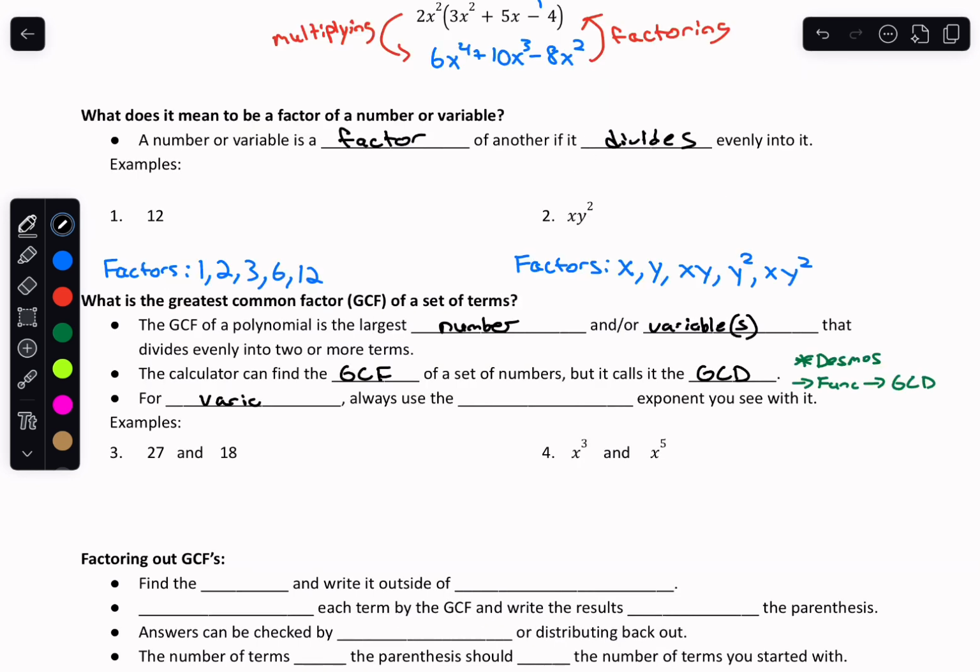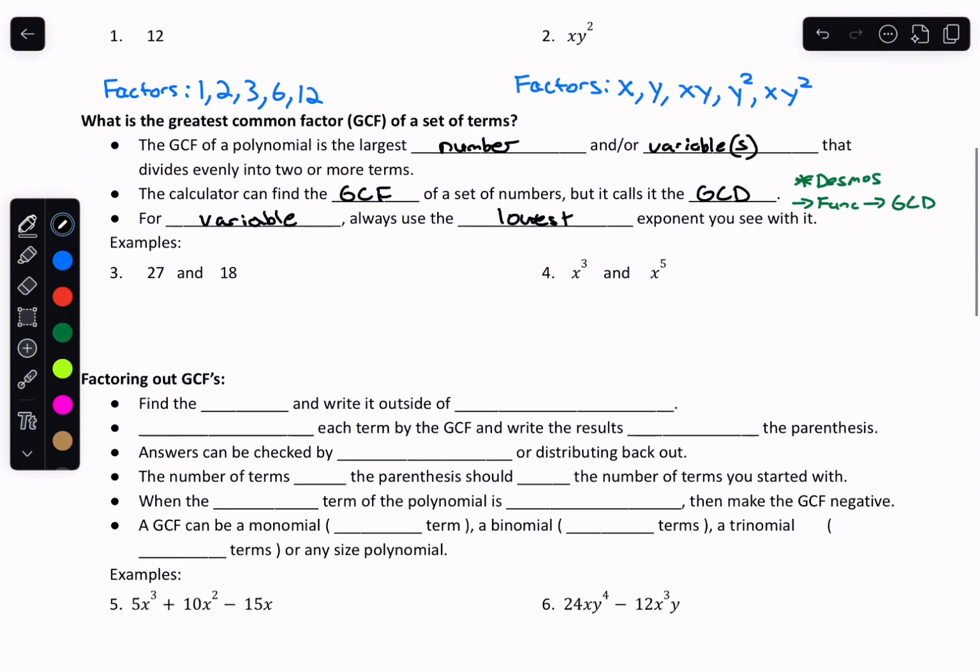For variables, it's actually a lot easier. You don't really have to use any technology ever because all you're going to do is choose the lowest exponent you see with that variable. So let's actually jump to number 4 first real quick, and then I'll go back and show you how to find the GCF on number 3.